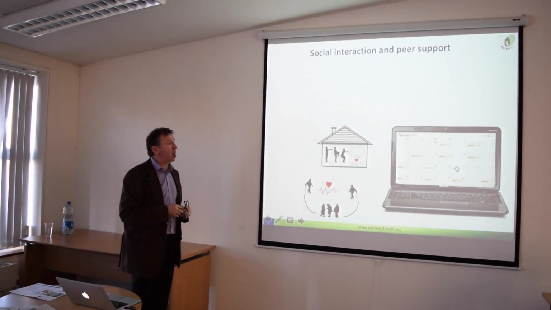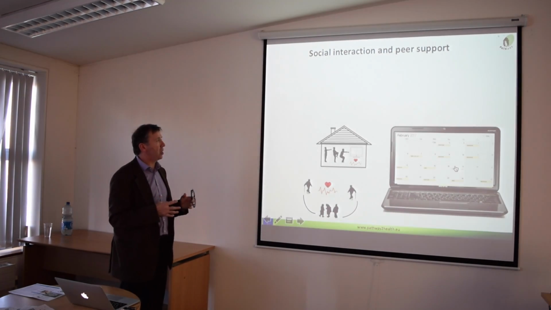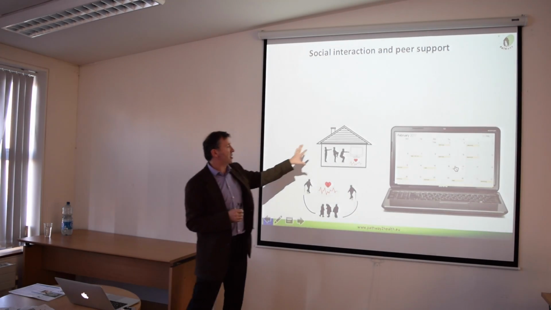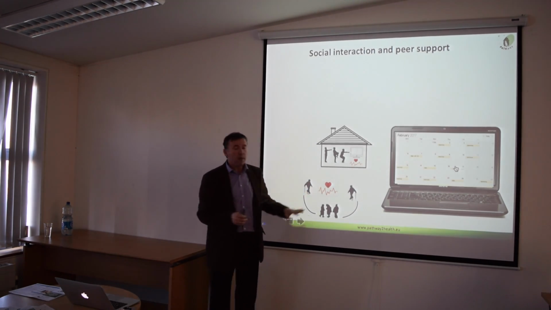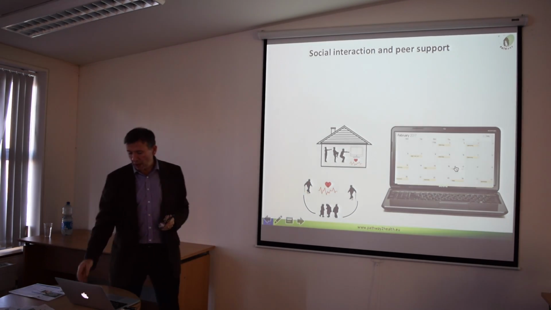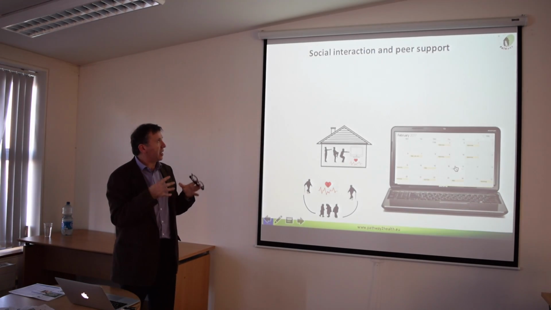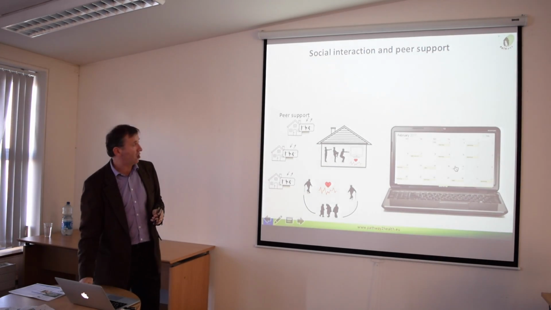We also want to encourage social interaction and peer support. So we have them exercising in the home. We also direct them to exercise outside. But what we need to do is try and replicate the social connectivity of the phase 3.